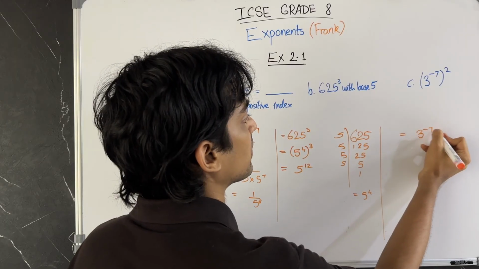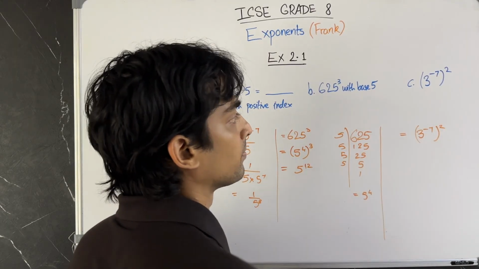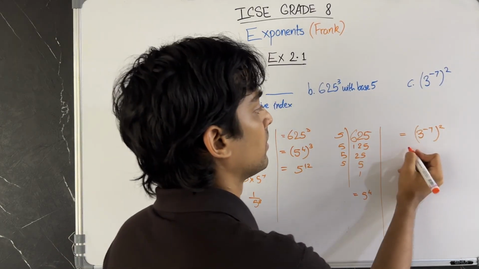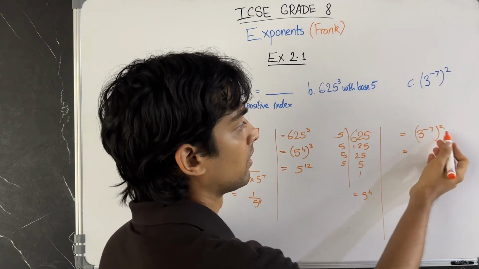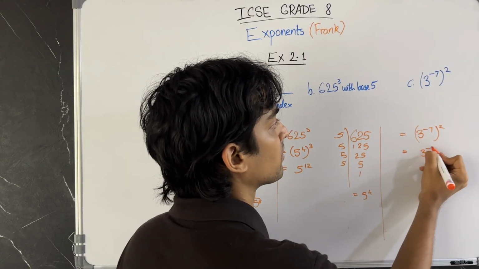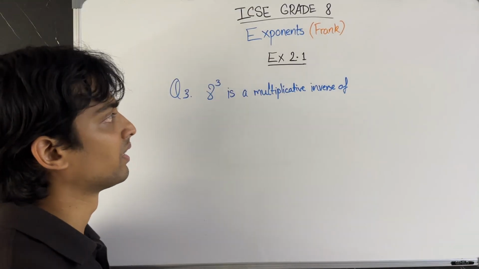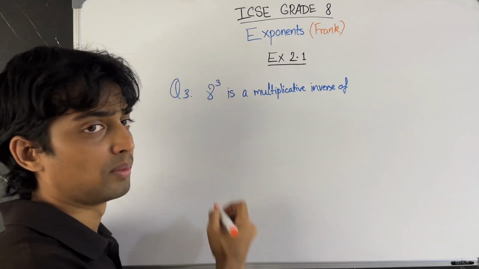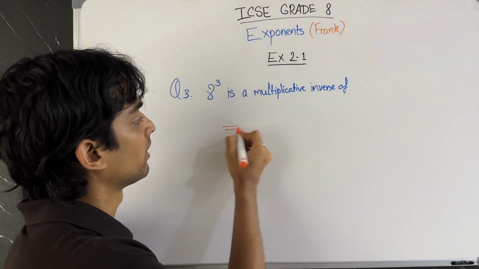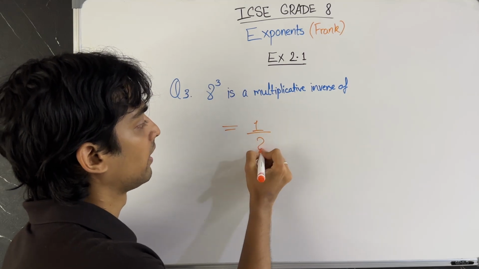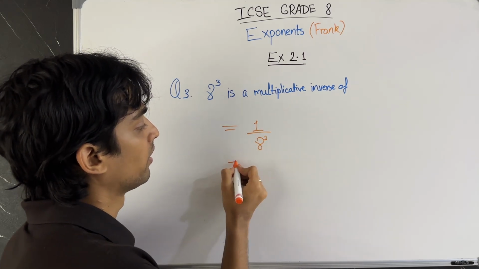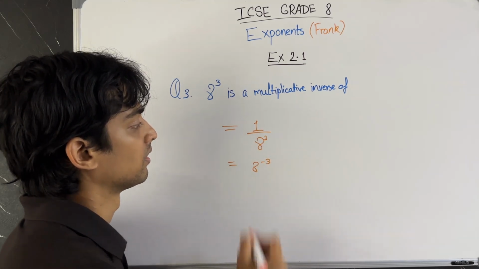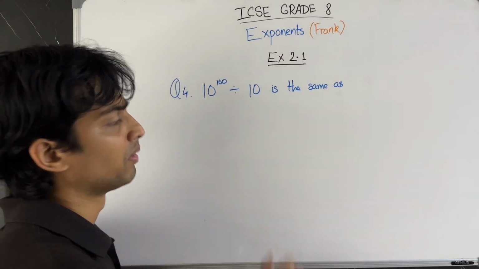Next, 3 raised to minus 7 the whole raised to 2. We can write this as, again we can multiply the powers, so it becomes 3 raised to minus 14. So basically we have to find the multiplicative inverse of this number. So this whole thing will be reciprocal. So we can write this as 1 upon 8 raised to 3 or we can write this as 8 raised to minus 3.